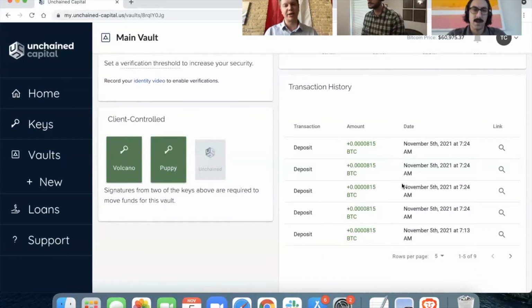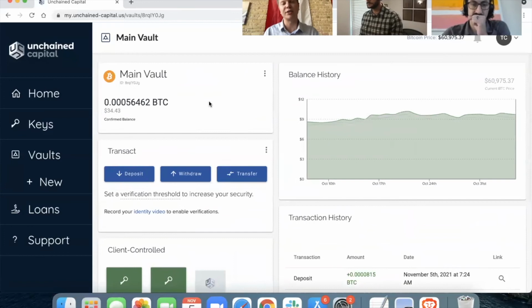And, you know, if I were to keep making deposits like this every day, or if we go through the holiday months and I'm continuing to deposit Bitcoin into my vault, this total number of transaction history, these total number of deposits are going to go up. And eventually it's going to be 30 deposits, 40 deposits. And that's having a lot of UTXOs on my vault address.